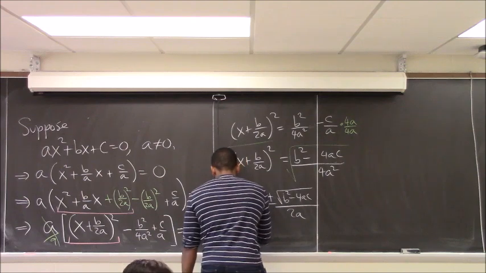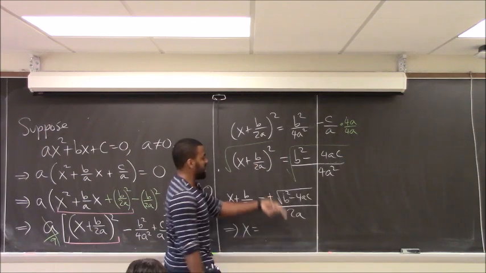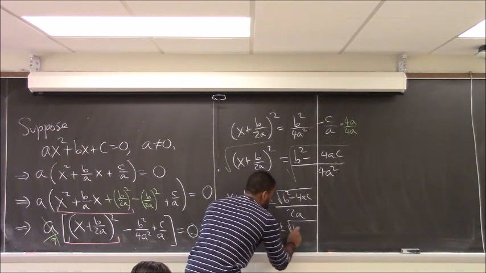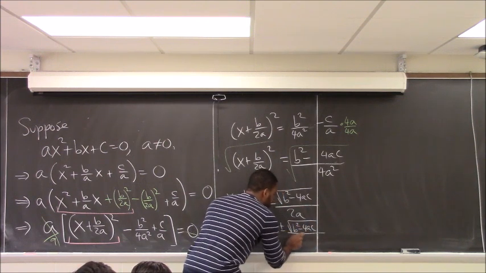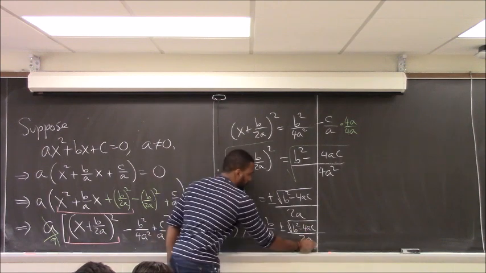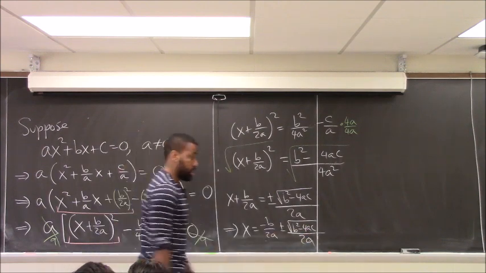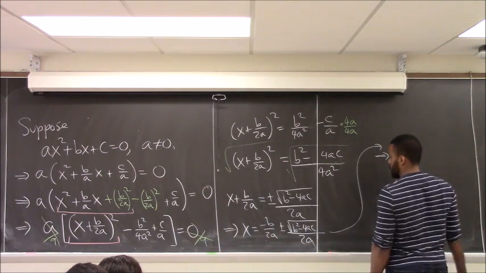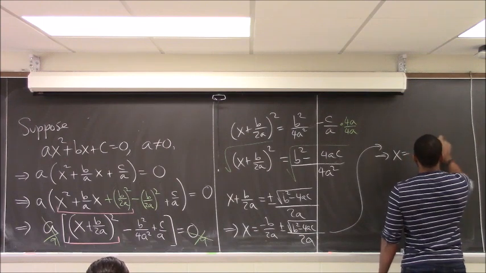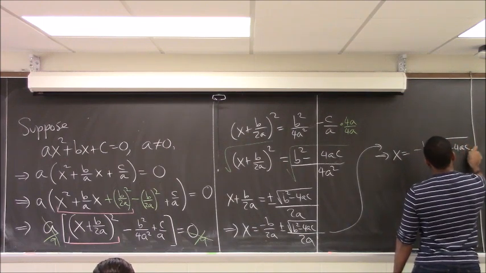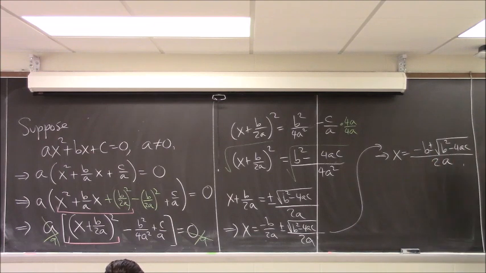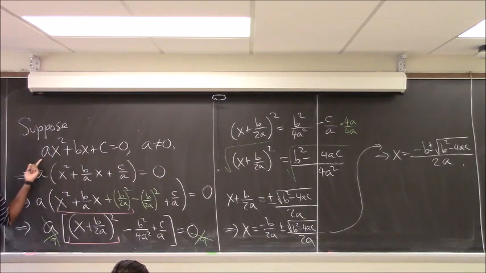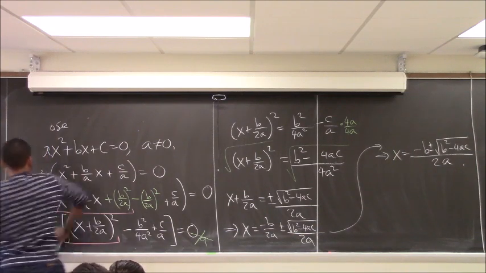So now I can solve for x by moving this guy over there. That's minus b over 2a plus or minus the square root of b squared minus 4ac all over 2a. And now I have two fractions where the denominator is the same. I can combine them by adding the tops. And this means that your x is equal to minus b plus or minus the square root of b squared minus 4ac all over 2a. This is known as the quadratic formula. It allows us to solve any quadratic.